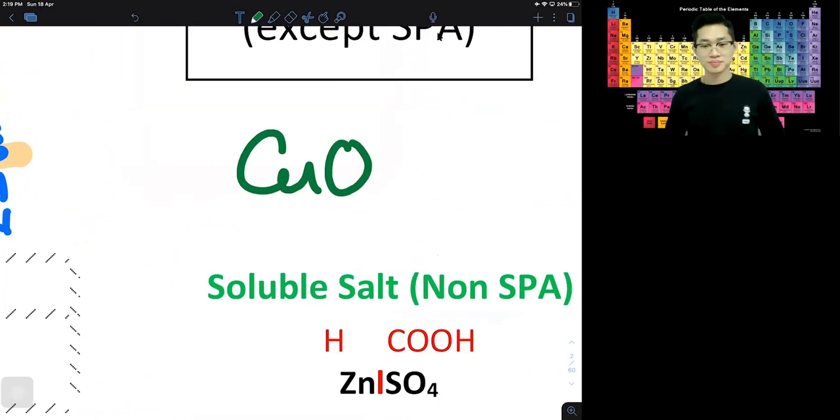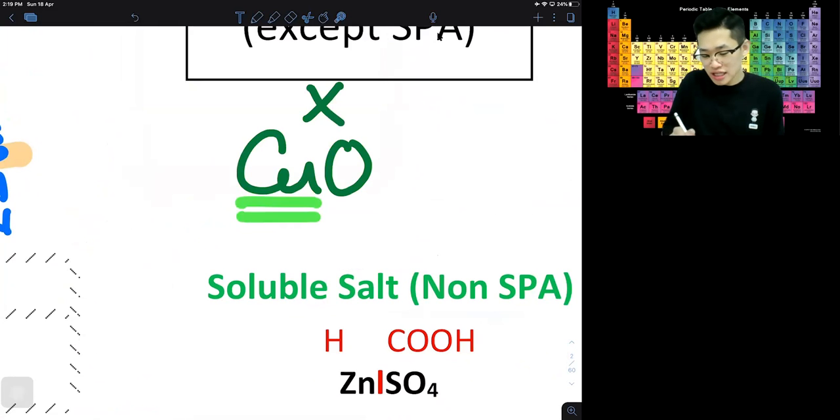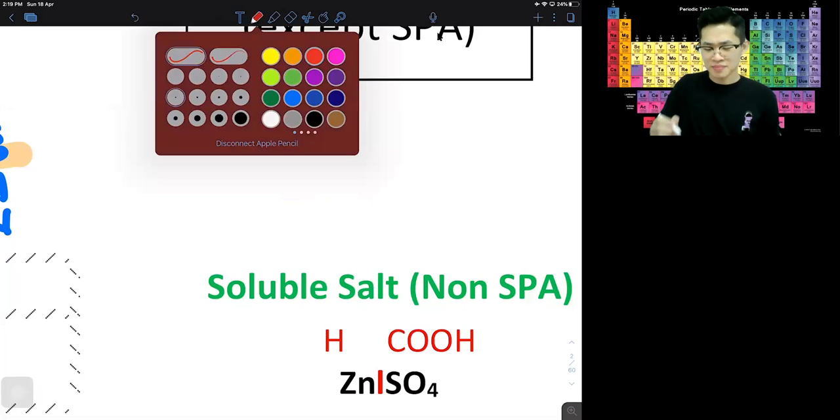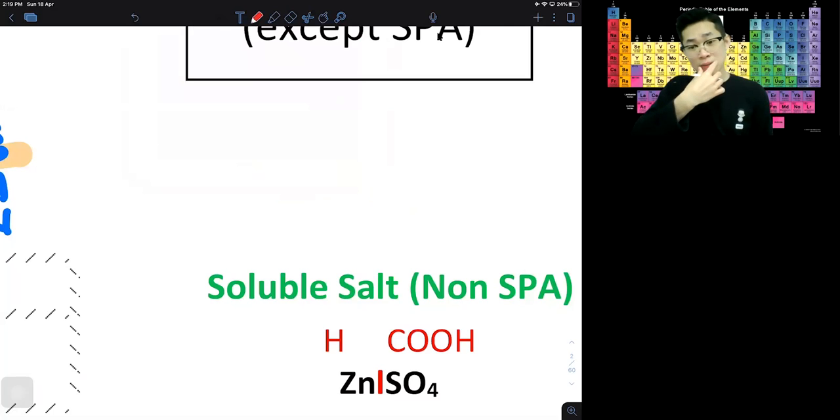Soluble or not? Good. Yes, it is insoluble. Because you can't find sodium, potassium, ammonium, and nitrate. Cannot. And then CO, insoluble. Okay, last one.